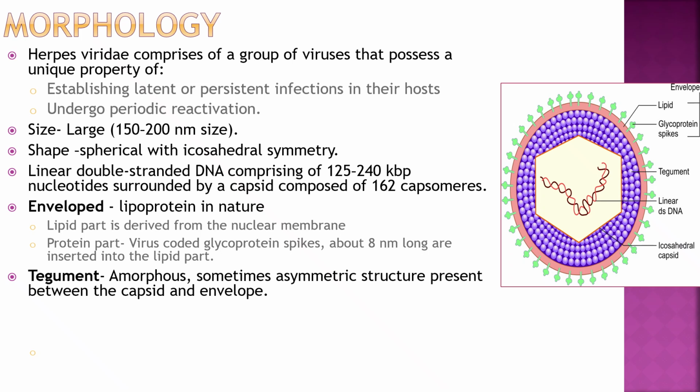The nucleotide is surrounded by a capsid composed of 162 capsomers. Enveloped, lipoprotein in nature, lipid part derived from the nuclear membrane, protein part virus coded. Glycoprotein spikes about 8 nanometer long are inserted into the lipid part. Tegument, an amorphous, sometimes asymmetric structure, is present between the capsid and the envelope.